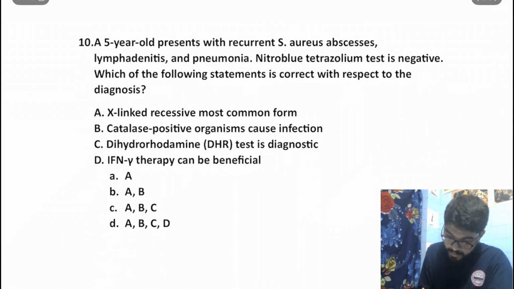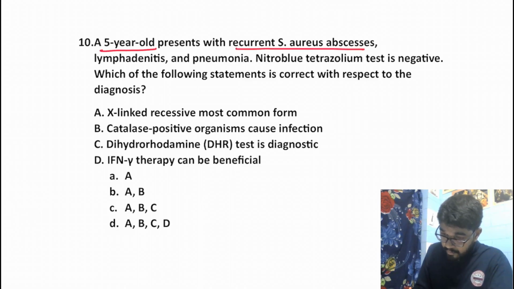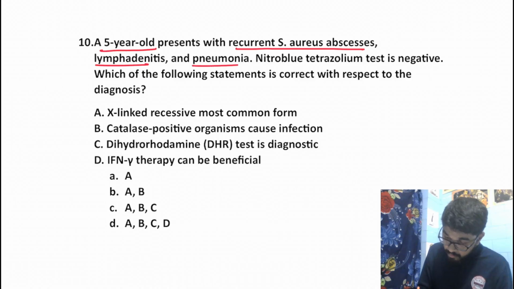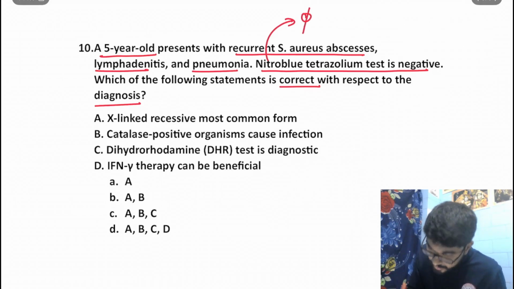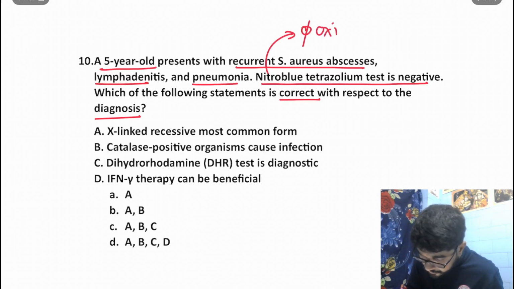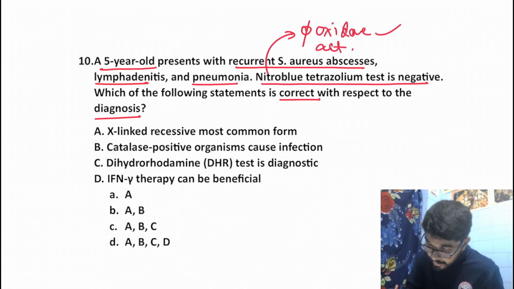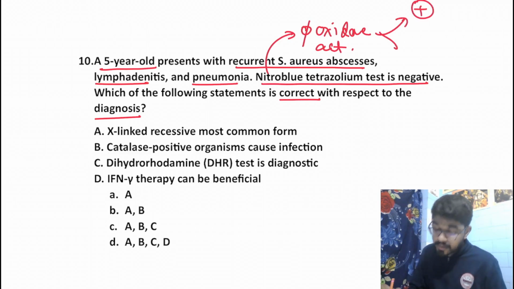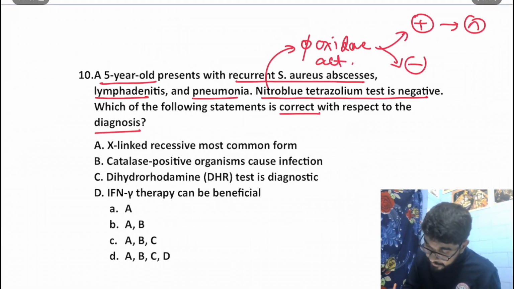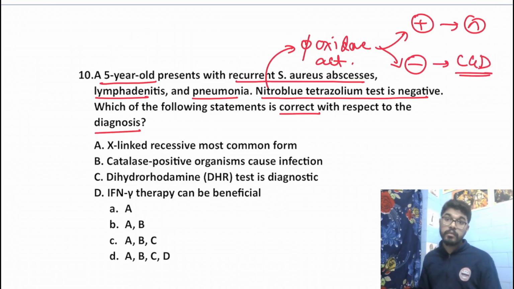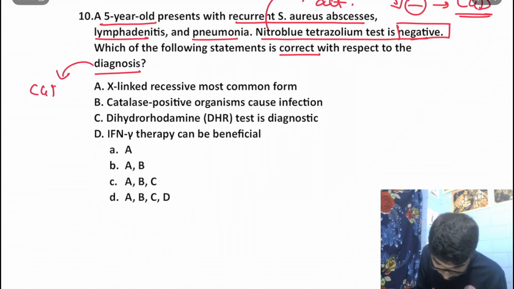A 5-year-old patient presents with recurrent Staph aureus abscess, lymphadenitis and pneumonia. Nitro blue tetrazolium test is negative. Which of the following statements is correct with respect to the diagnosis? Now this nitro blue tetrazolium test is a marker or measure of the phagocyte oxidase activity. If the test is positive, it indicates a normal phagocyte oxidase activity. But if it is negative, this suggests chronic granulomatous disease. Over here the test is negative, right? So our diagnosis would be chronic granulomatous disease.